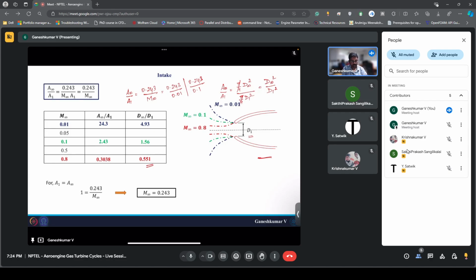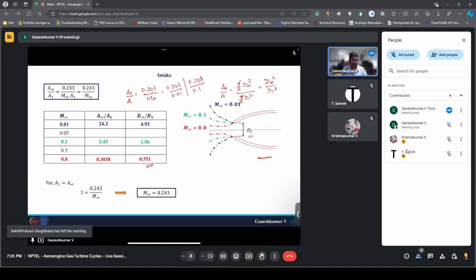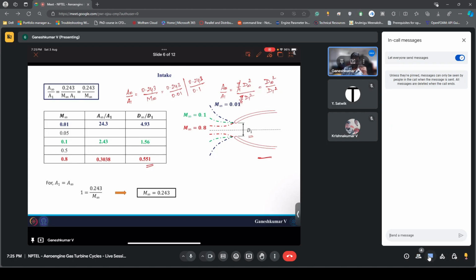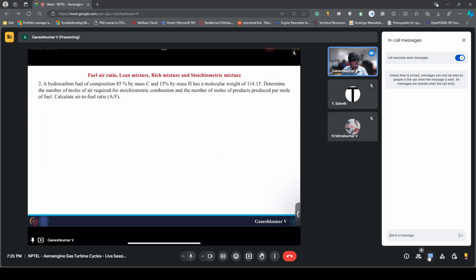Do you guys have any doubts in this? Or should I proceed with the next question? Maybe let me wait for one or two minutes. So the concept is the same: as M infinity increases, A infinity reduces. That's the thing. Okay, so this is about intake.